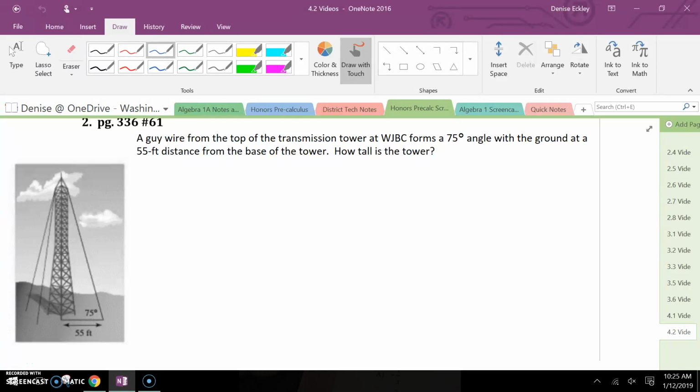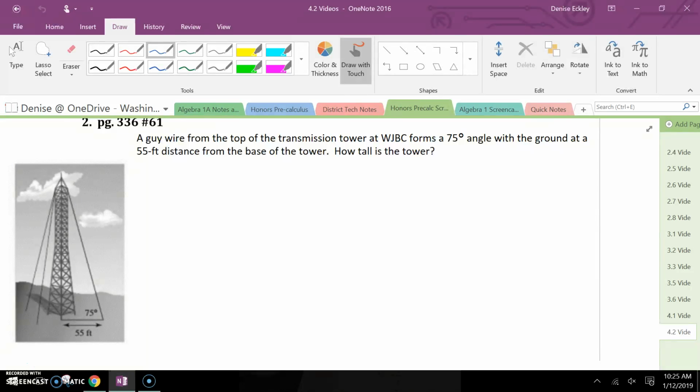Page 336, number 61, is our application problem for our section on the trig functions of acute angles. In this problem, it states a guy wire, that's a term for a wire that attaches something from the top usually, or if it's not at the top, it'll tell you how far down, to the ground to steady something that's too tall that it might fall over.